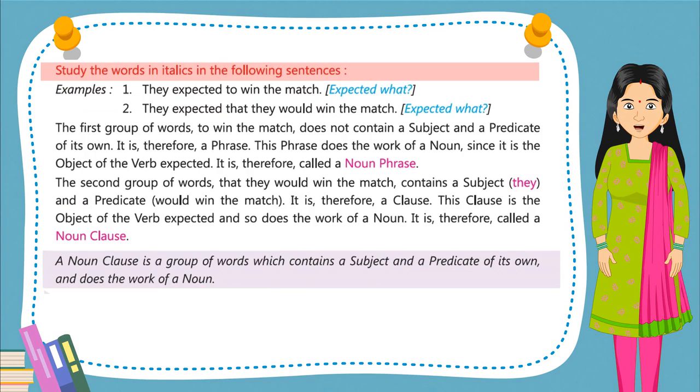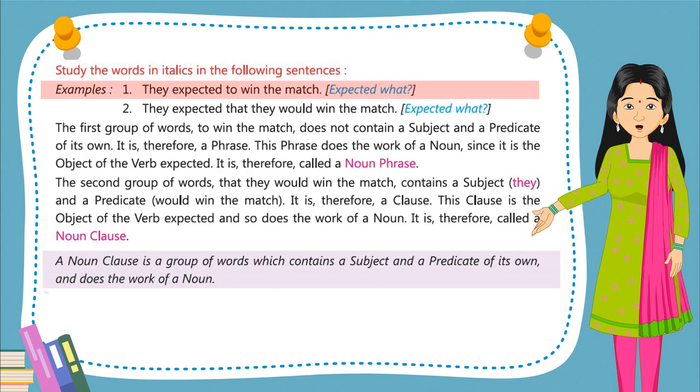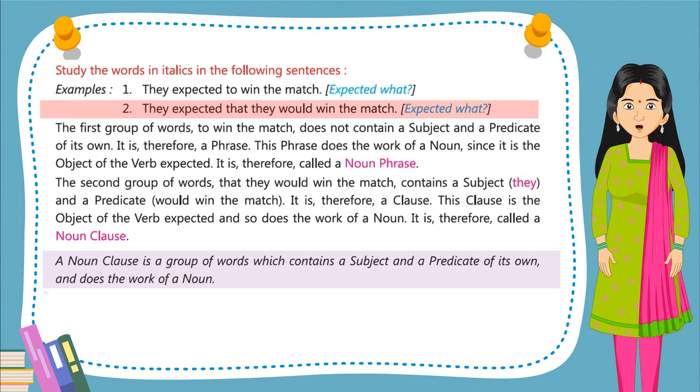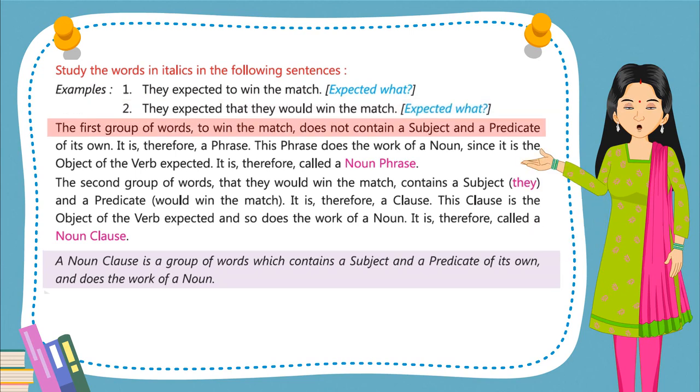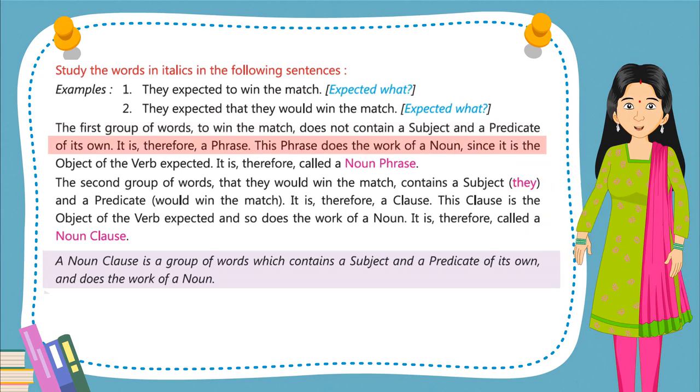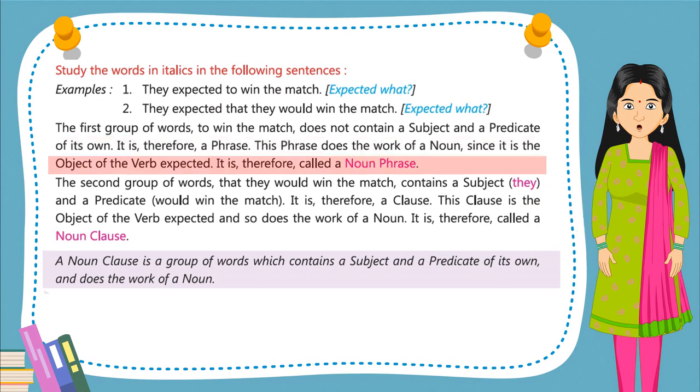Study the words in italics in the following sentences. Examples. 1. They expected to win the match. Expected what? 2. They expected that they would win the match. Expected what? The first group of words, to win the match, does not contain a subject and a predicate of its own. It is, therefore, a phrase. This phrase does the work of a noun, since it is the object of the verb expected. It is, therefore, called a noun phrase.